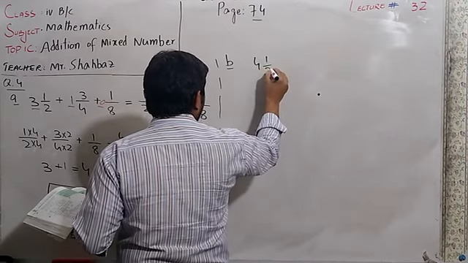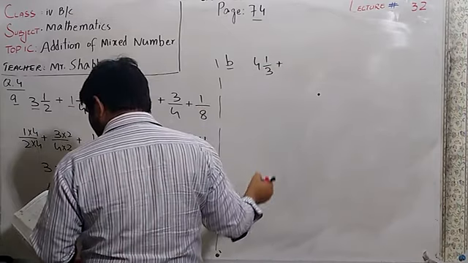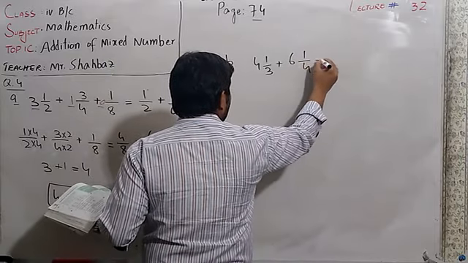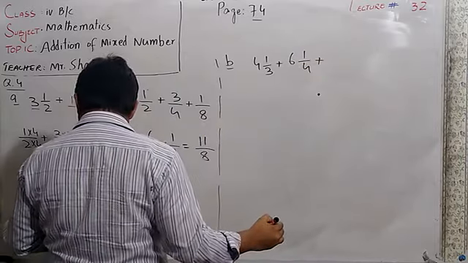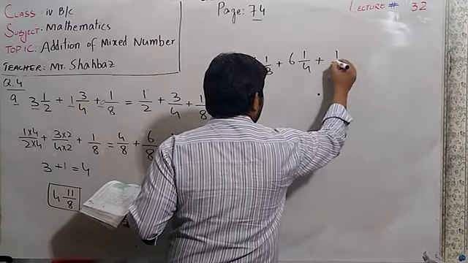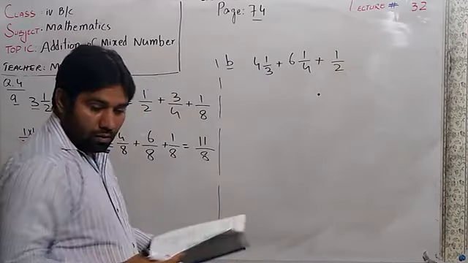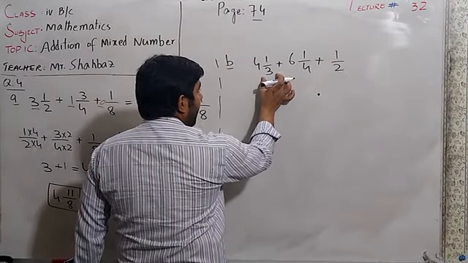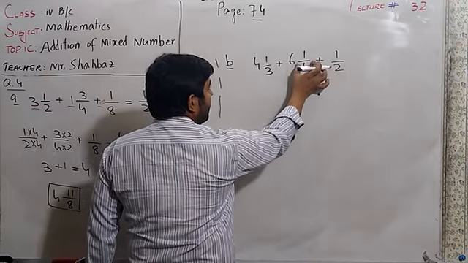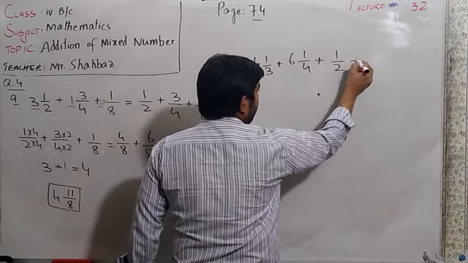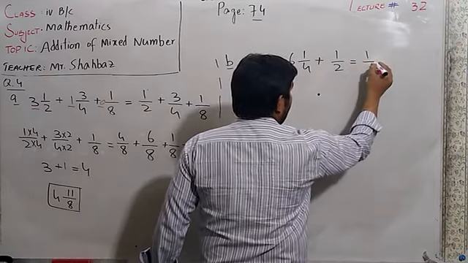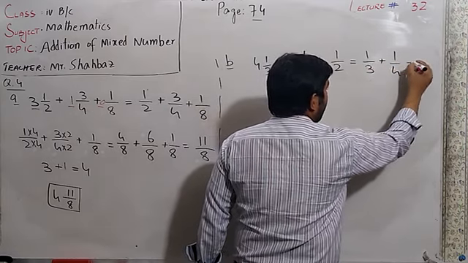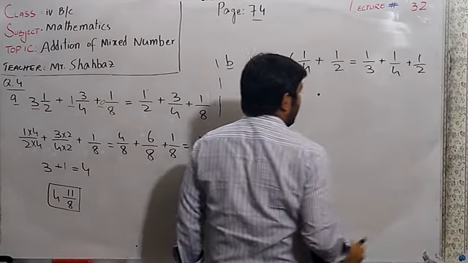4 whole 1/3 plus 6 whole 1/4 plus 1/2. The process is the same. Add this fraction and this fraction: 1/3 plus 1/4 plus 1/2.